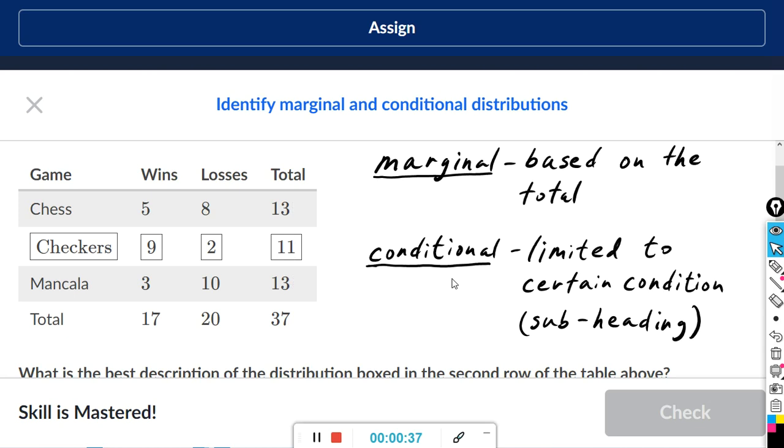And a conditional distribution is limited to a certain condition. So if you limited yourself to one of these subheadings, like number of wins or how many play chess, that would be a conditional distribution.